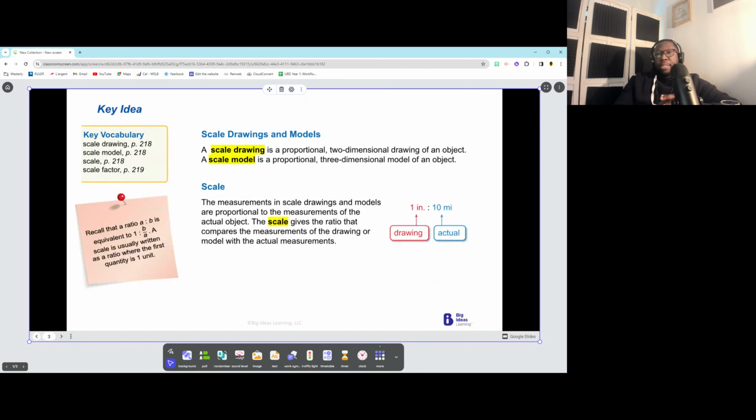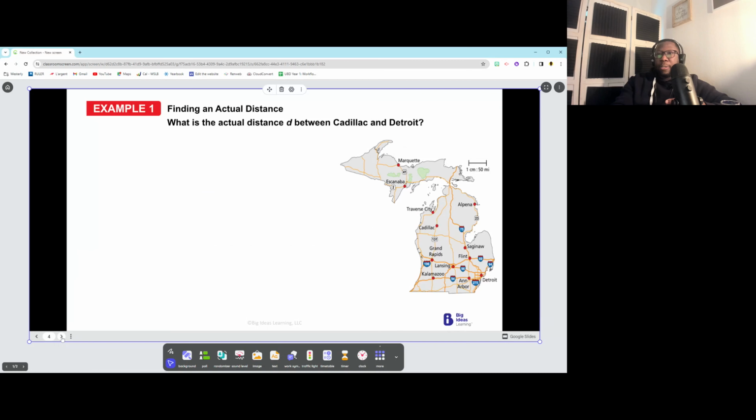Well, that means that if we're looking at the ratio of A to B, it's going to be equivalent to 1 to whatever B divided by A is. And so the scale is going to be written as a ratio where the first unit is 1, and then the second is going to be our scale model. So let's actually see what that looks like.